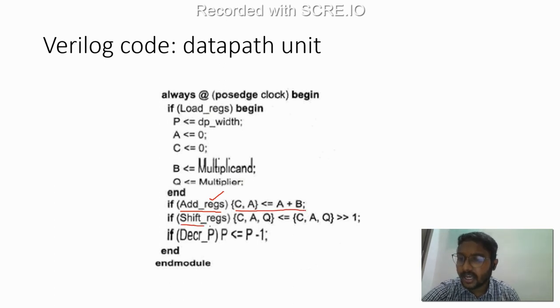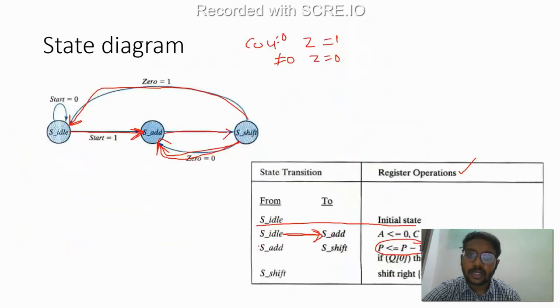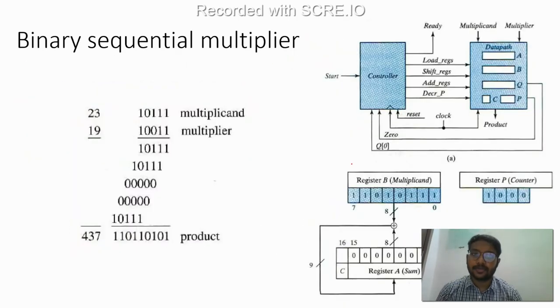If your shift register is high, you just shift right. If your decrement p control signal is high, you just decrement the counter. So that is what the functional block tells you basically here, right? The controller will tell whether to shift the register, whether to add the register, whether to decrement p. If shift register is high, then you just shift it. If add register is high, then you add register a and the multiplicand.